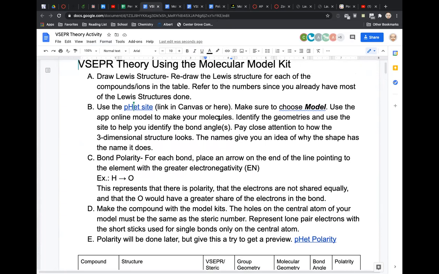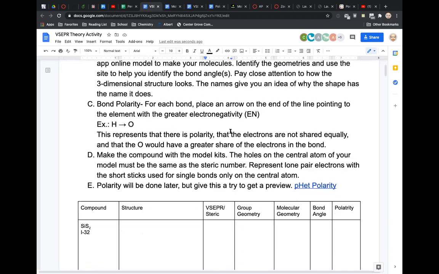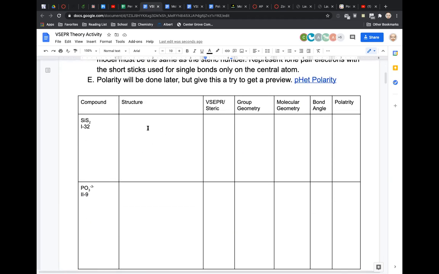Now, you're going to use the PhET site where we're making the models. And you're going to make the models based on your Lewis structure, make sure the number of bonds is correct, make sure the lone pairs are correct, and use the information that you are given to be able to answer the other parts. So you're going to have your Lewis structure. You're going to put your VSEPR notation and steric number here. You're going to use the PhET site to determine your group and molecular geometries.